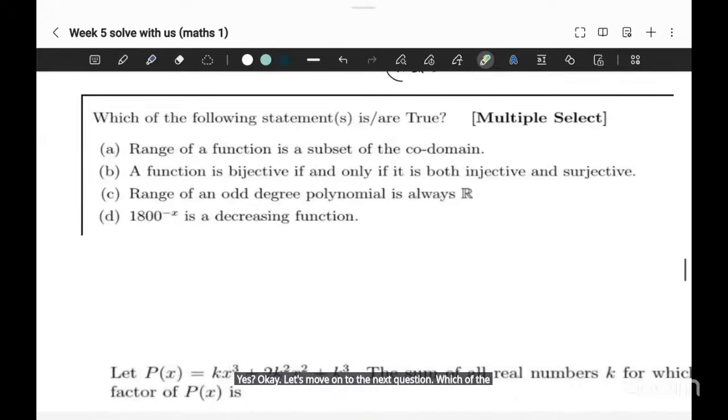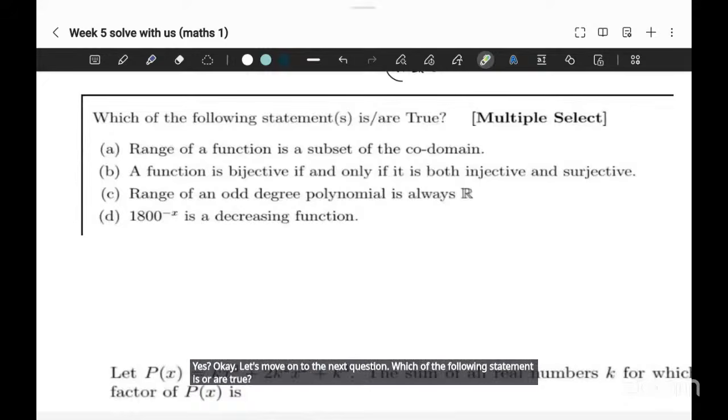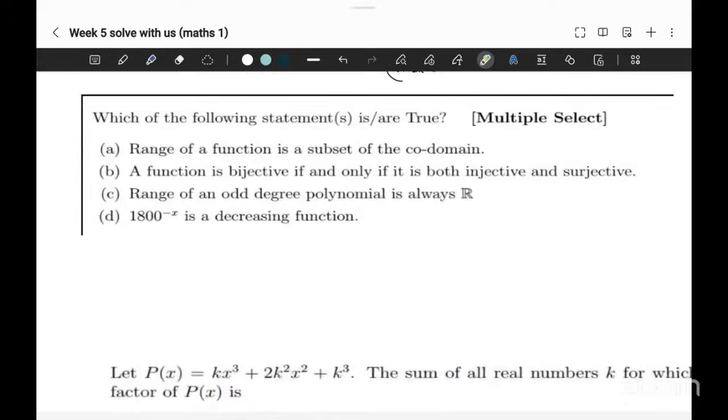Let's move on to the next question. Which of the following statements is or are true? B, ma'am. Only B? A, B, and D. What about others?